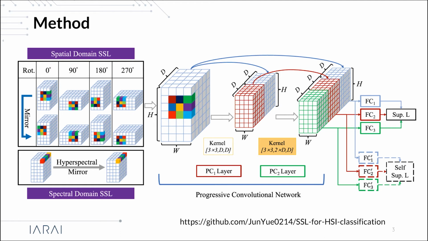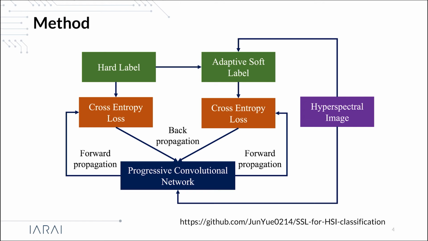In order to realize the geometric transformation in spectral and spatial domains, a novel fully convolutional neural network called progressive convolutional network is designed. The self-supervised learning with adaptive knowledge distillation mainly includes the following three steps. First, the similarity between unlabeled samples and object classes in hyperspectral images is generated based on the spectral and spatial joint distance between unlabeled samples and labeled samples.